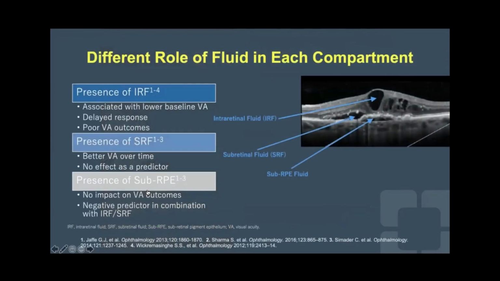We also know that fluid in the OCT is a biomarker for positive and negative prognostication of a patient's response to therapy. In this case, we know that IRF has poor visual acuity outcomes when present in the patient over the period of time of treatment. SRF is actually a positive prognosticator for visual outcome, and sub-RPE fluid really has no impact on visual acuity outcomes, but it can be a negative predictor when combined with IRF and/or SRF in patients.